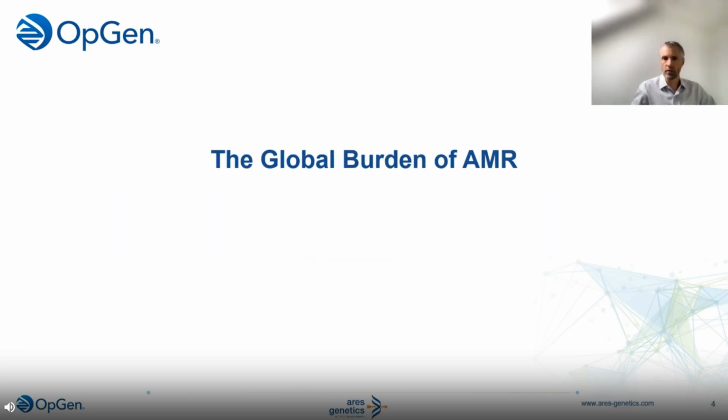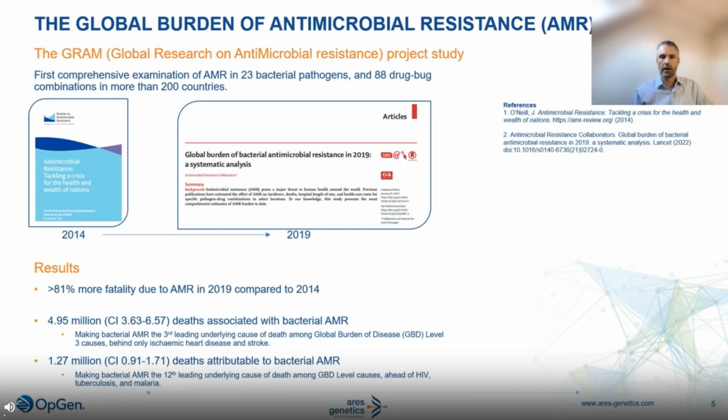Let's begin with an update on the global burden of AMR. A study dubbed the GRAM study, GRAM standing for the Global Research on Antimicrobial Resistance Project, has found much attention. The study was published in The Lancet this year, and it is offering a comprehensive analysis of the global burden of AMR. It shows that a staggering 4.95 million deaths in 2019 alone were associated with bacterial AMR.